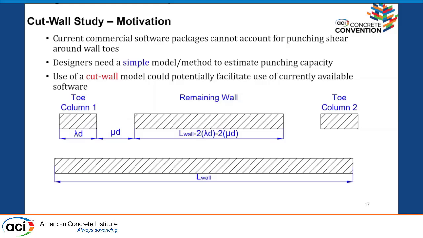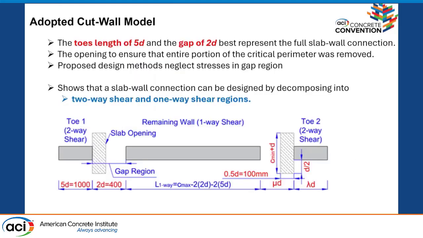So the study was done, and the dimensions are shown here. And it's actually 5D is the size of the toe. The gap is 2D. We also added a slab opening because we wanted to cut the critical perimeter at that portion of the toe, because it doesn't exist there. So we added this, and this model, you have to trust me, behaved like the full wall model. But again, it was a whole study done.